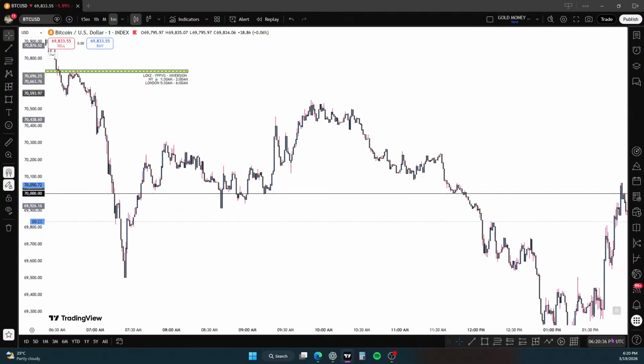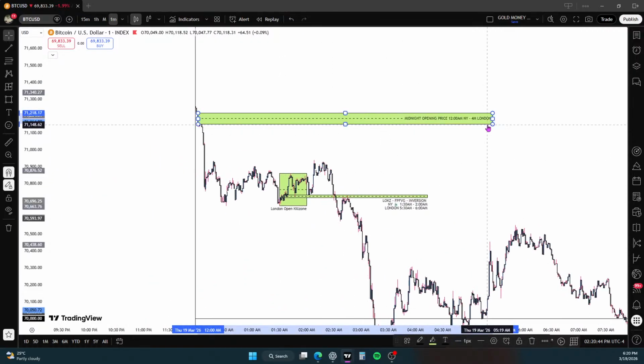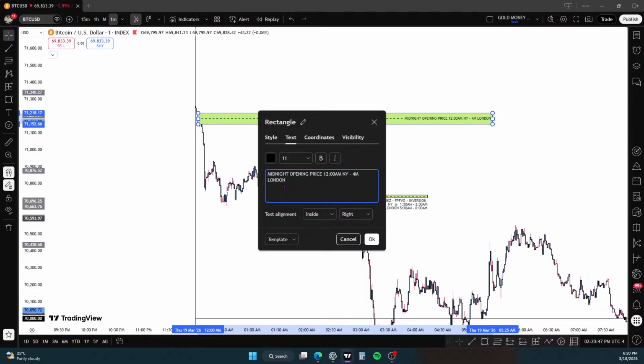So I'm going to go back over to New York time. We're looking for 6:30 a.m. Just like midnight opening price, this is a 1 minute candlestick. So it's the candlestick that was formed on the 1 minute time frame.